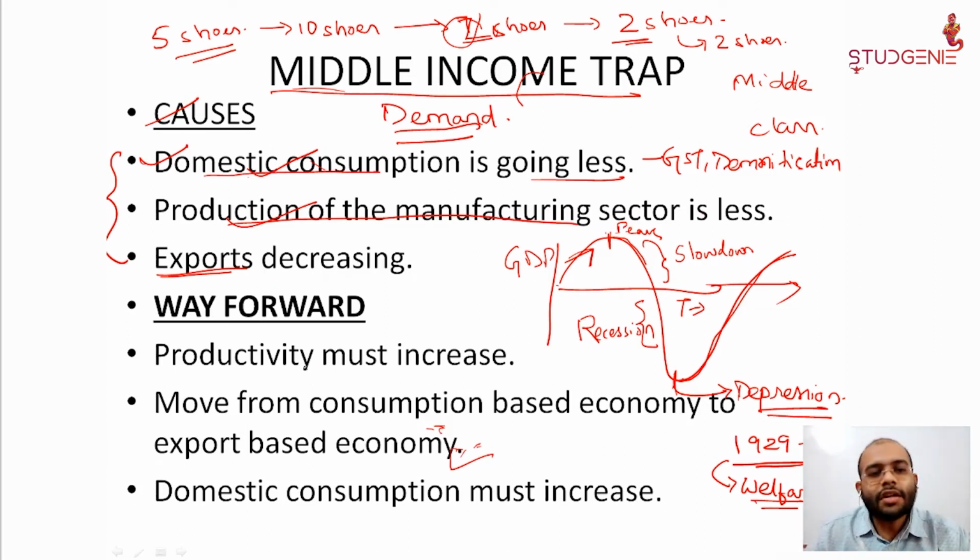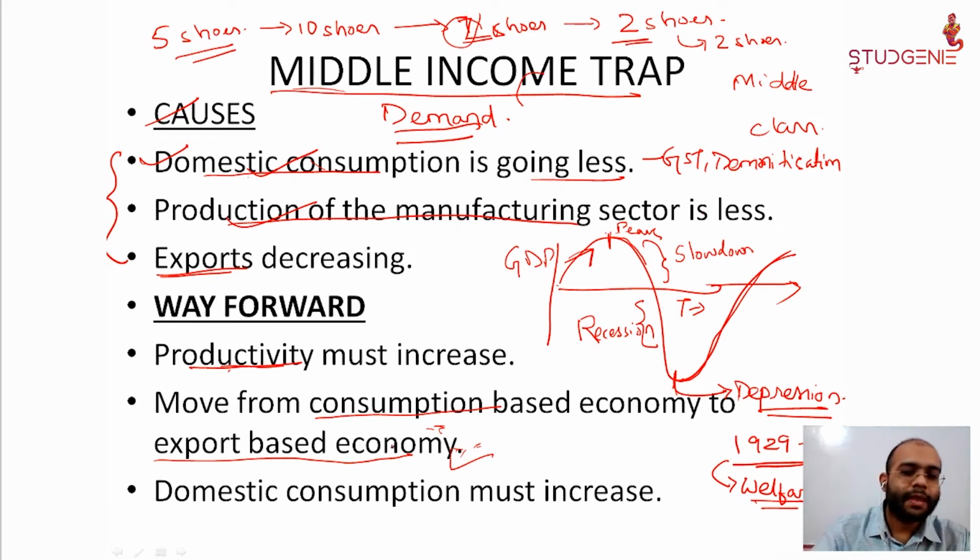How to come out of it? Productivity must increase. The productivity of the manufacturing sector must increase. We must establish ourselves from a demand driven economy to an export based economy. Just a few seconds earlier, I told you that exports are not reliable. The manufacturing sector cannot rely on India's capability of exports. So we must induce in the manufacturing sector a reliability that your products would be exported. We must move our economy from a demand driven or consumption based economy to an export oriented economy. And also domestic consumption, that is demand, must increase in order to come out of the recession phase or the middle income trap.